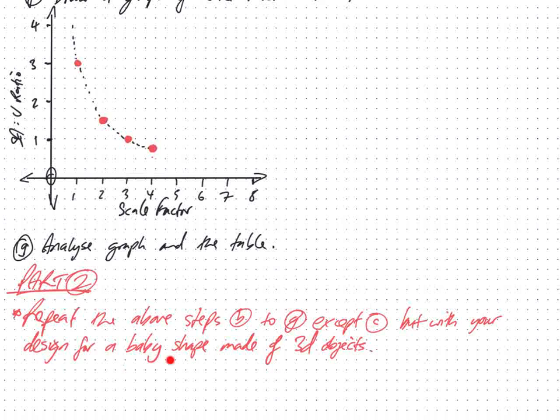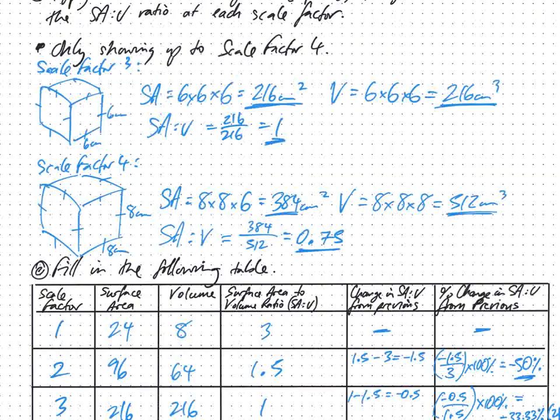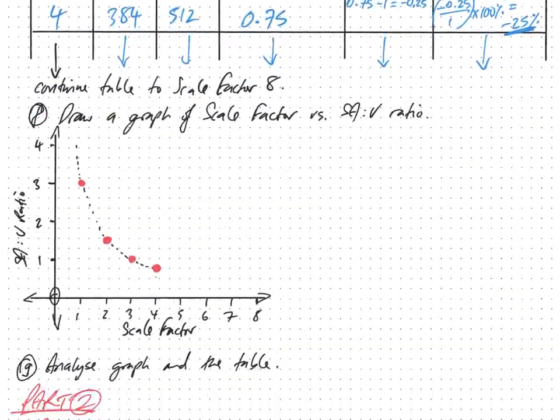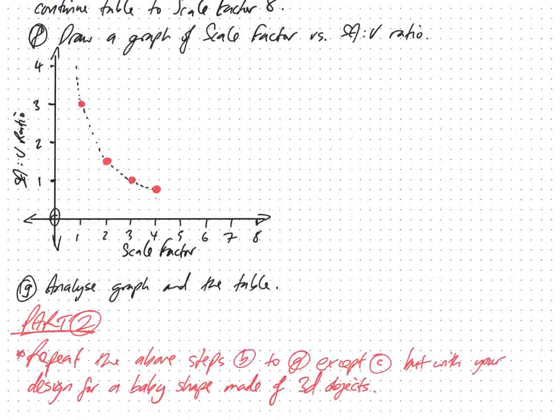Now part 2, finishing up here, you're going to repeat the above steps B to G except for step C, but with your design for the baby shape made of 3D objects. So you're going to design something that vaguely looks like a baby out of 3D shapes, like 6 parts or something. And then you're going to do this same process. You're going to find the surface area, the volume, find the surface area to volume ratio. Surface area to volume at the next scale factor up, find the surface area to volume ratio. Fill in the table, and you're going to try to see if you have the same shaped graph. If it's not the same shaped graph, you've done something wrong. I'll tell you that right now.